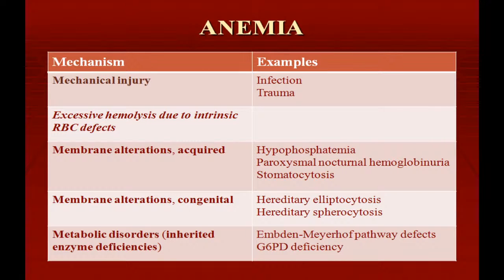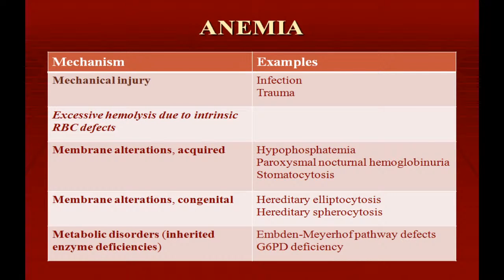And excessive hemolysis can be due to intrinsic factors. There are different membranopathies, which can be acquired or congenital. You see that membrane alterations which are acquired occur in hypophosphatemia, paroxysmal nocturnal hemoglobinuria, or stomatocytosis.